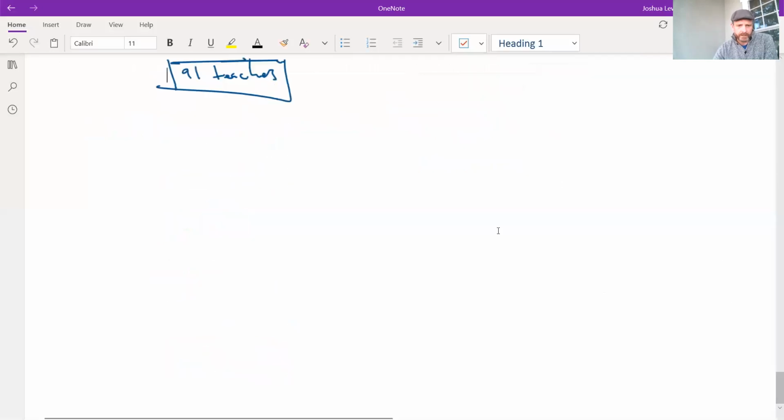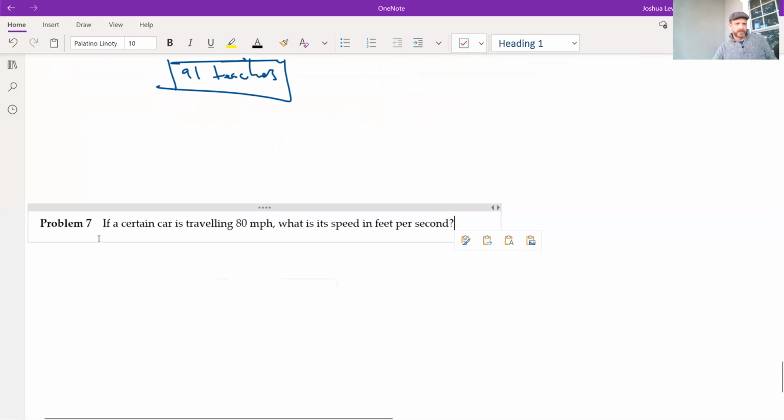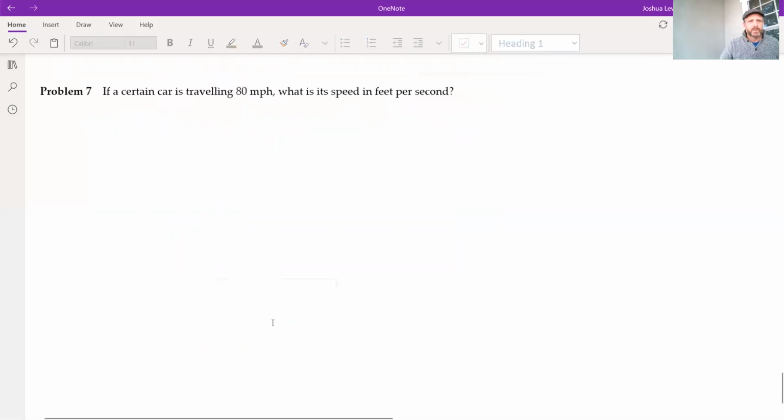All right, and our last one. Let's see here. Sorry, guys. So we've got a car is traveling 80 miles per hour. What is its speed in feet per second?